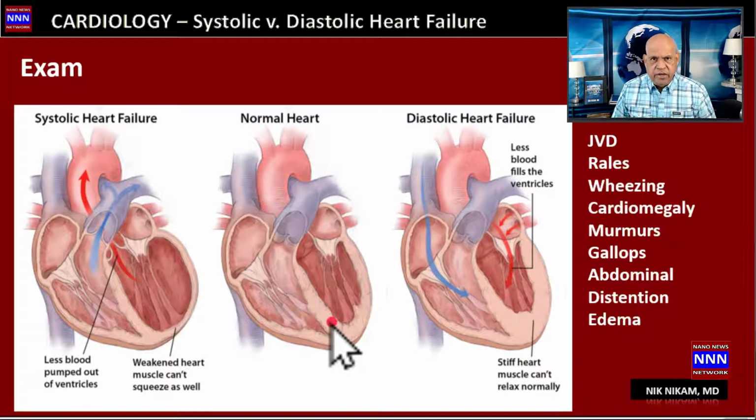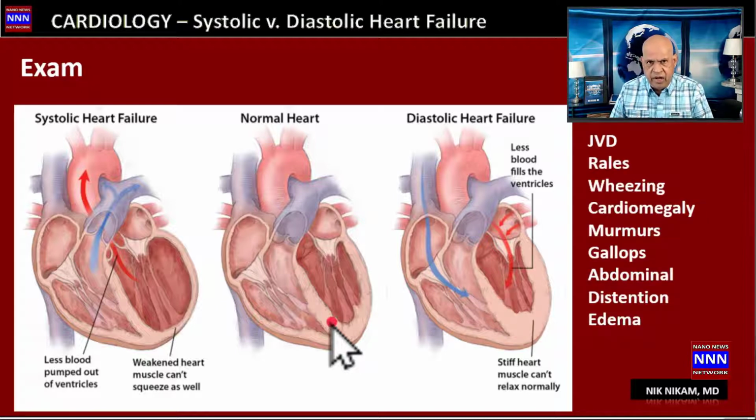On examination, in patients with chronic dilated cardiomyopathy and congestive heart failure, there will be telltale signs of increased jugular venous pressure. There may be rales, wheezing, and rhonchi over both lung fields. You may be able to feel the apical impulse displaced to the left, suggesting cardiomegaly, and you may be able to hear an S3 or S4 gallop. If they have arrhythmias, you may also hear heart murmurs like mitral regurgitation or tricuspid regurgitation, or signs of pulmonary hypertension.